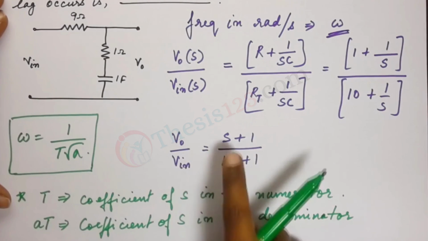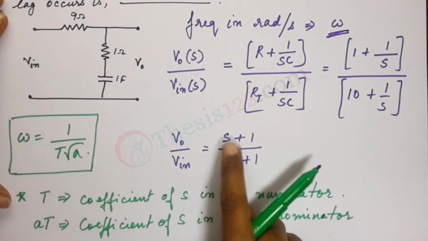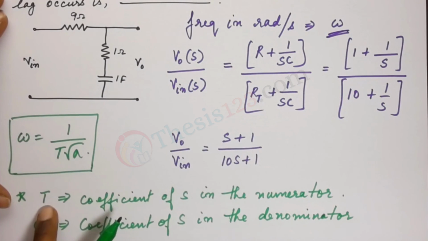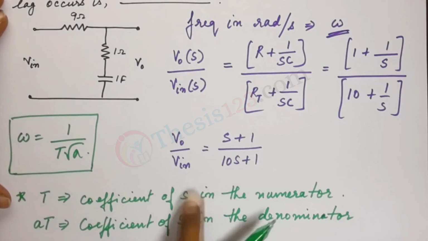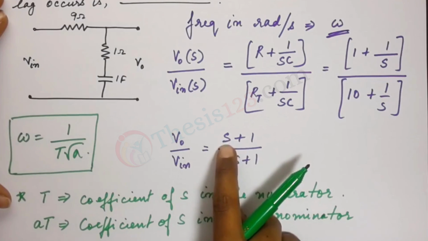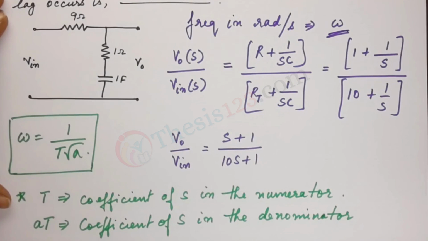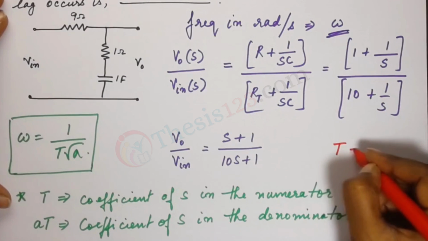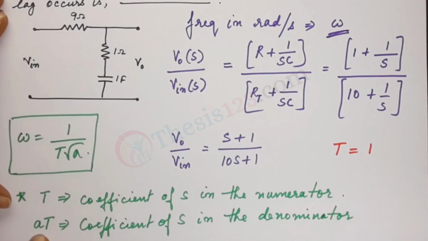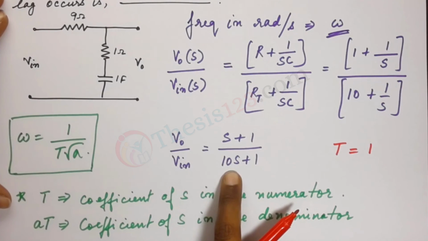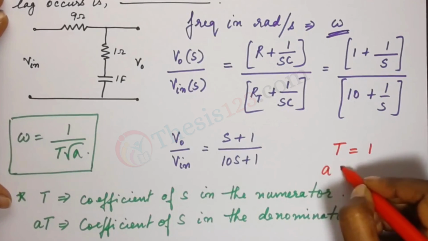So if we are to look at the numerator over here, corresponding to the output, okay? So T is the coefficient of S. So we see that the coefficient of S is 1. So from here we get that T is equal to 1. And AT corresponds to the coefficient of S in the denominator. So AT is equal to 10.